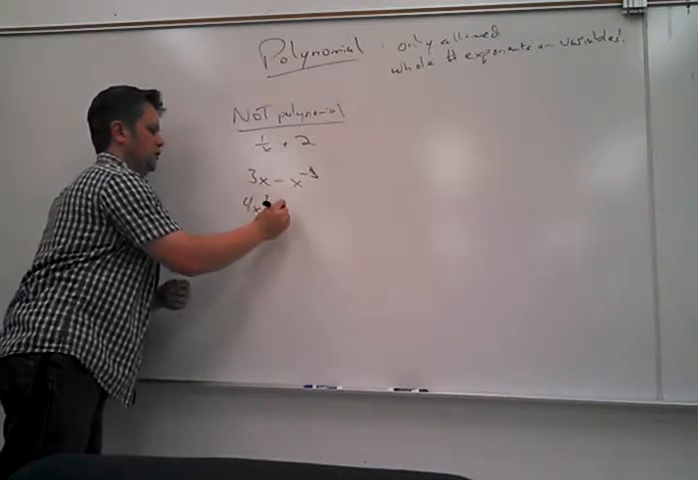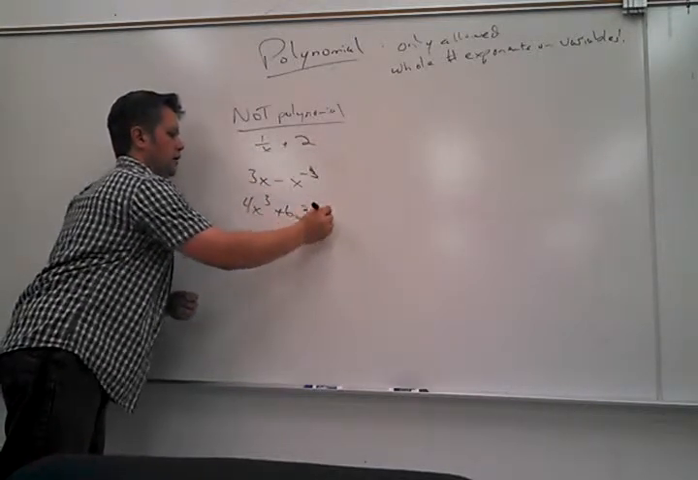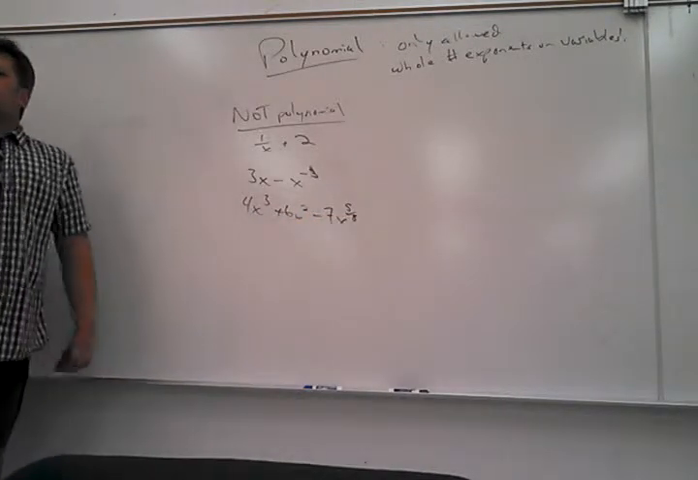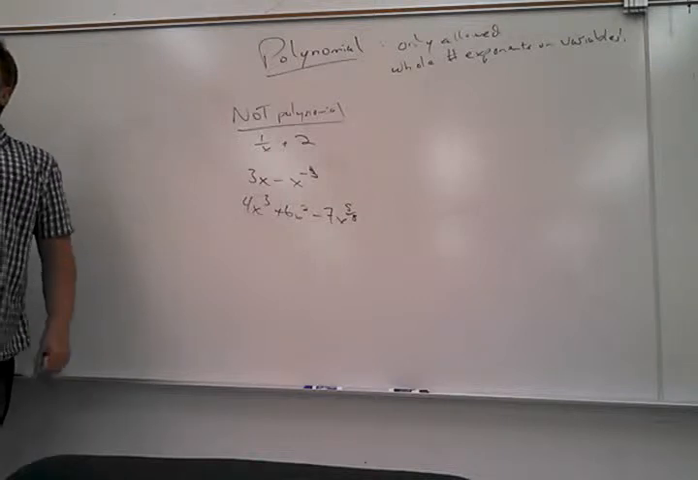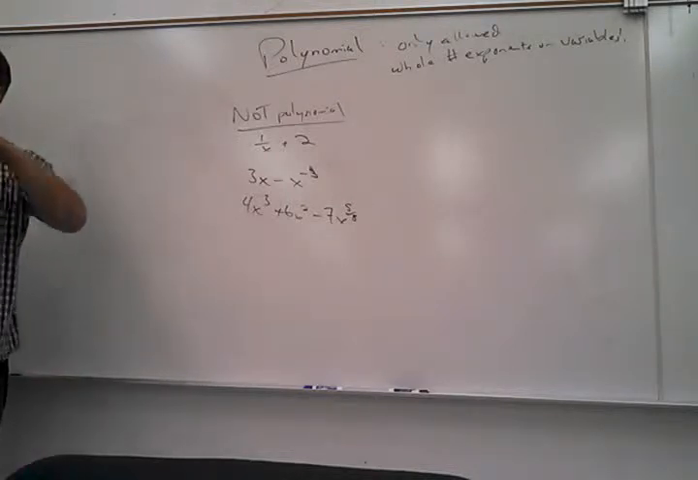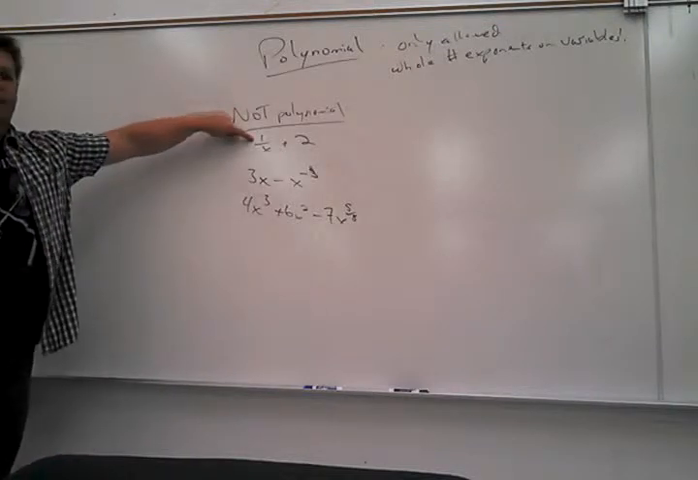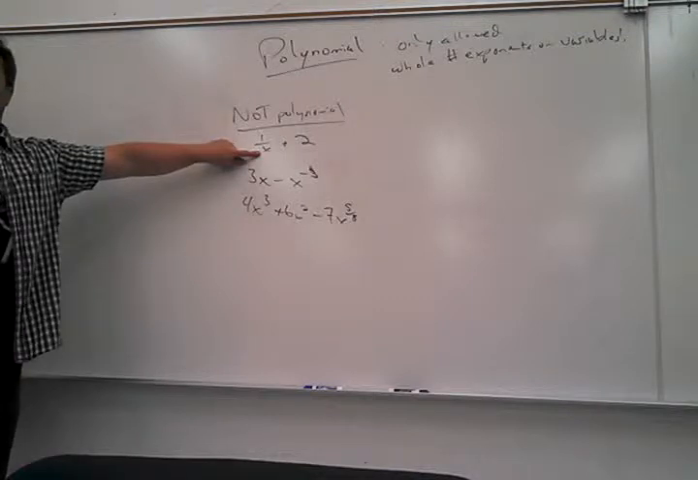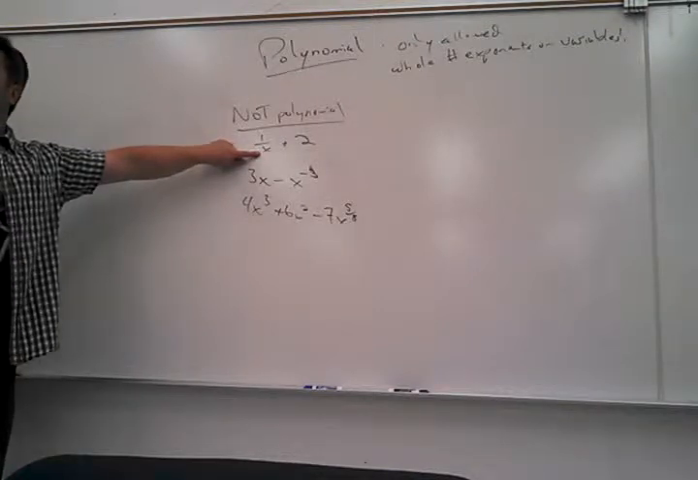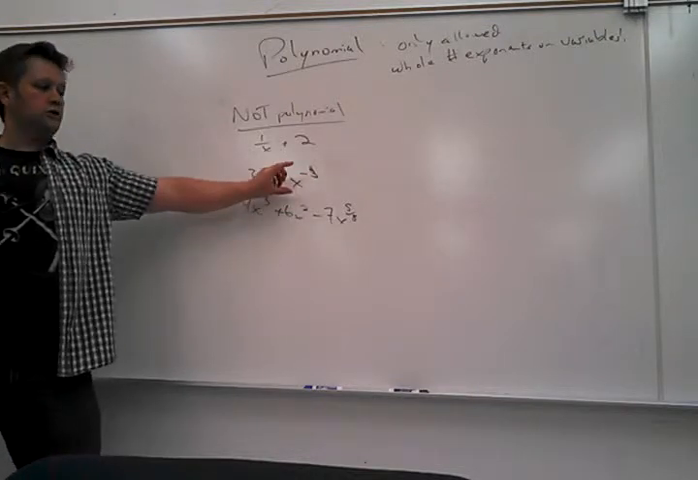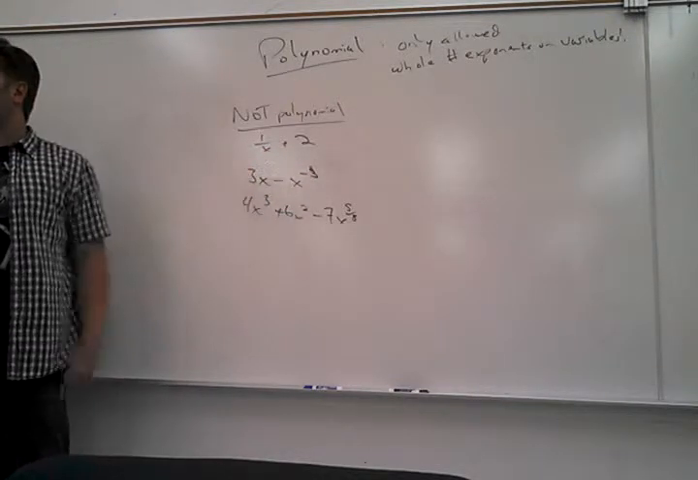4x cubed plus 6x squared minus 7x to the 5/8. Those are all not polynomials. And really one reason why we do this is because, can I plug anything I want to in here? What value can I not plug in? 0, right? What value can I not plug in here? Still 0, because this would be 1 over x cubed. It can't handle 0, right?